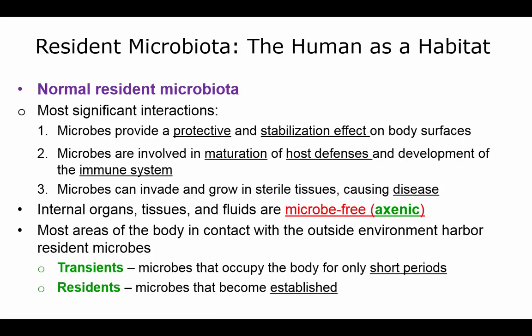So residents, on the other hand, these are microbes that are going to have your body as their place of residence. So if you're going to send them mail, you would send it to your body because they're planning on establishing themselves and staying for an extended period of time.